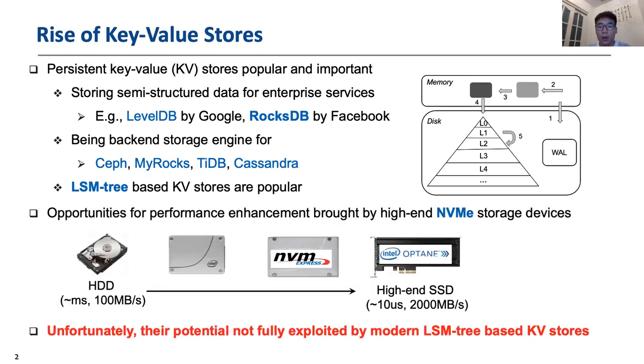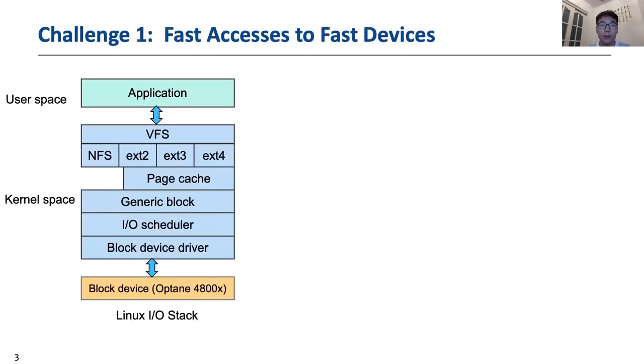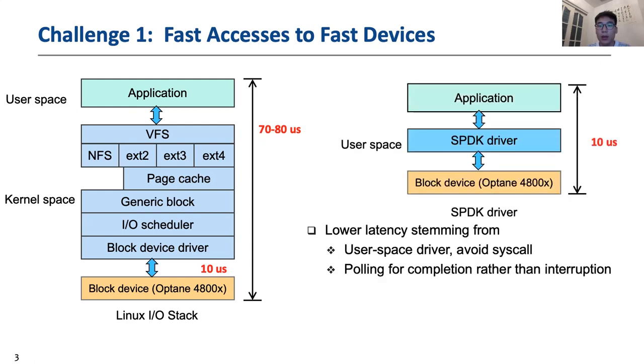Today's high-end SSDs offer low latency and high bandwidth. However, existing LSM-tree-based KV stores cannot fully exploit their potential for several reasons. The first problem comes from the deep Linux I/O stack. For example, a 4KB write with EXT4 takes over 70 microseconds on an Optane SSD. To reduce this overhead, Intel developed the SPDK driver for NVMe access, which bypasses the Linux I/O stack and uses polling rather than interrupts. Our tests confirm that the same 4KB write latency goes down to 10 microseconds under SPDK.